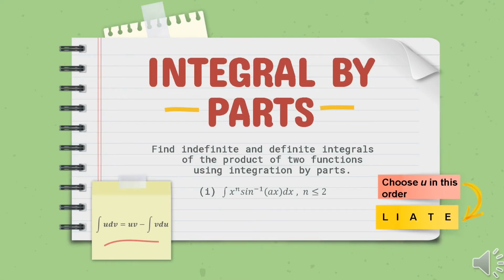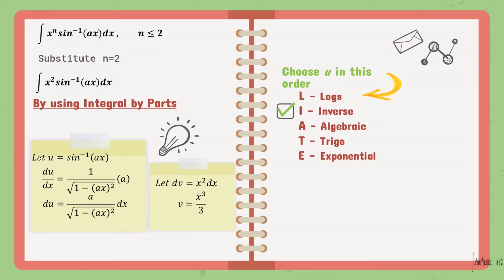Integration by parts: find indefinite and definite integrals of the product of two functions using integration by parts. Question number 1. The integral of x to the power of n times inverse sine ax dx, where n is less than or equal to 2. First, substitute n equal to 2 into the equation. So, we will get the integral of x squared inverse sine ax dx.